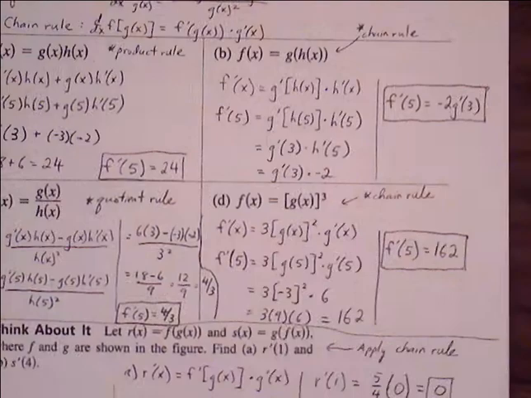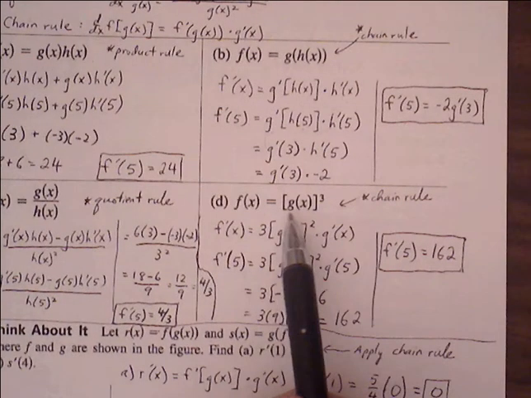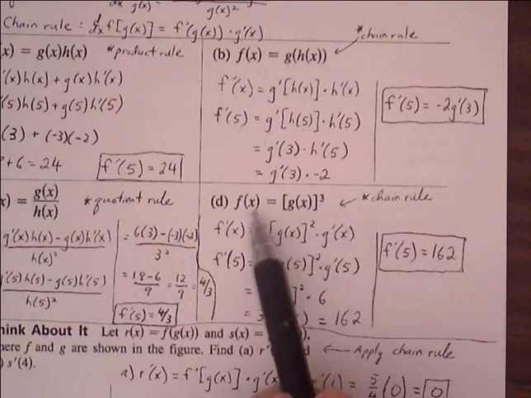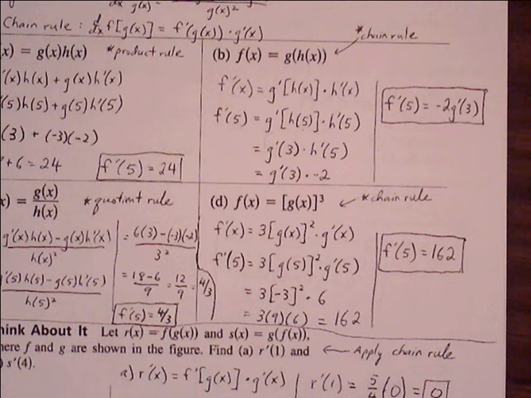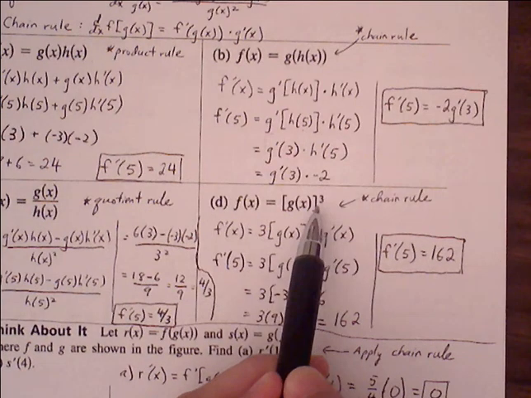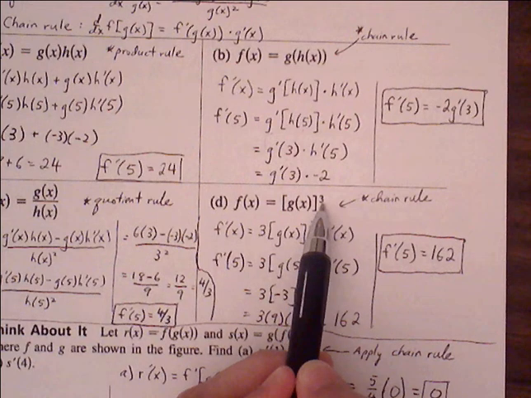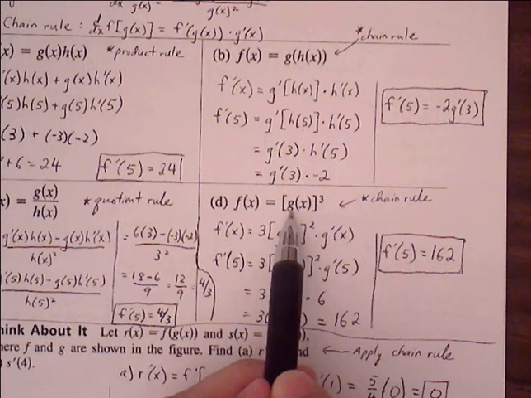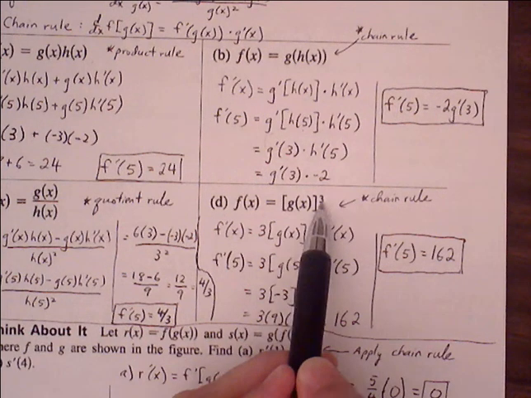Okay, for D, we have f of x equals g of x quantity cubed. Notice that this is a chain rule relationship. All this expression is inside the bracket with the 3 on the outside. So we can think of this as a chain rule here. Think of it as a function cubed.